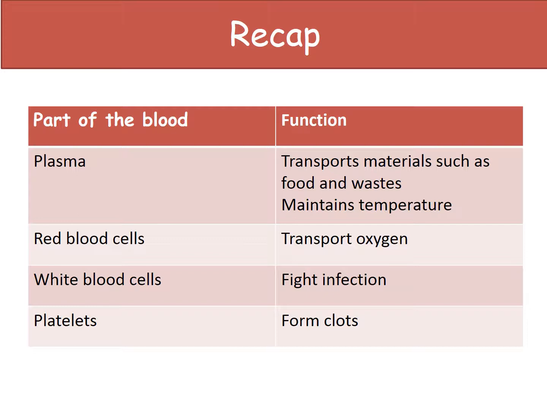Before we move on, it's important to recap on what we've learned so far. We know that there are 4 components of blood and that each one has its own function. Plasma transports materials such as food and wastes. It also maintains the temperature. Red blood cells transport oxygen, white blood cells fight infection, and platelets form clots.